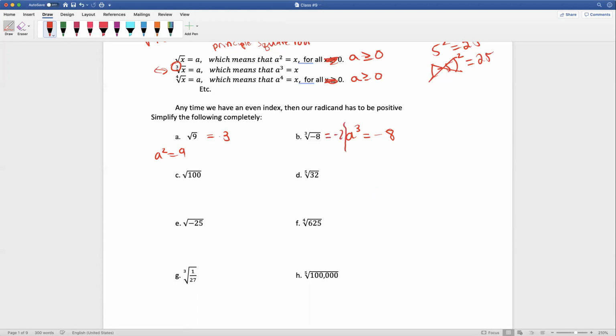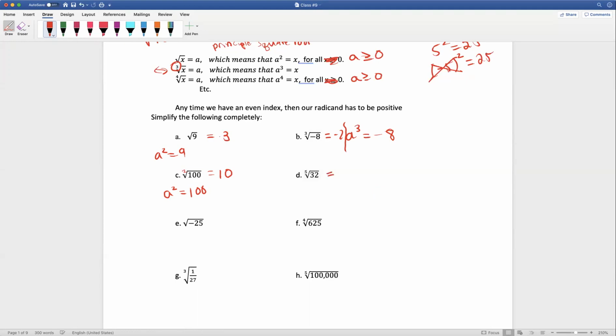Sorry. For part C, the square root of 100. Well, again, little square root, little 2 over here. So we want to figure out what number, when we square it, will give us 100. And that number is 10, right? 10 times 10 gives us 100. Even though -10 works, we ignore it because it's an even index.